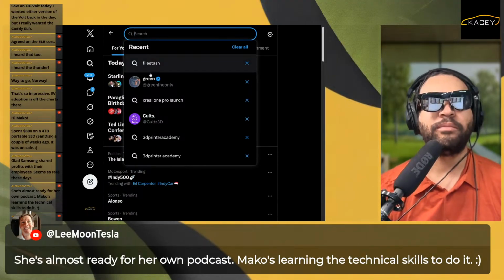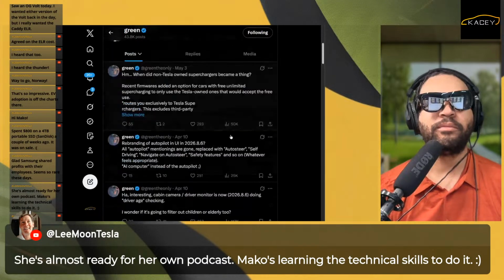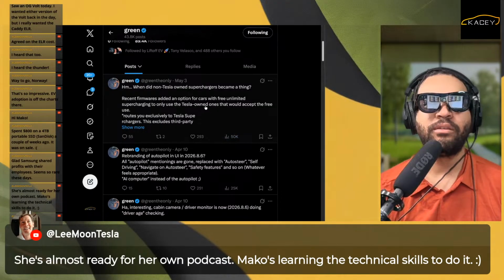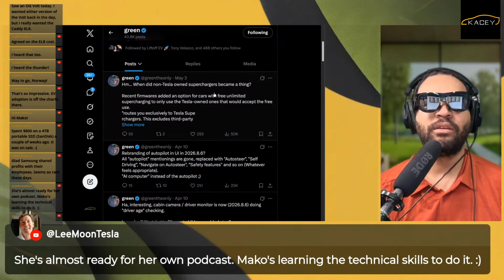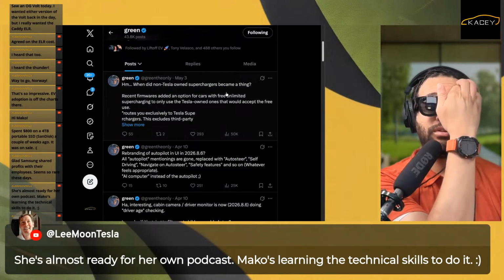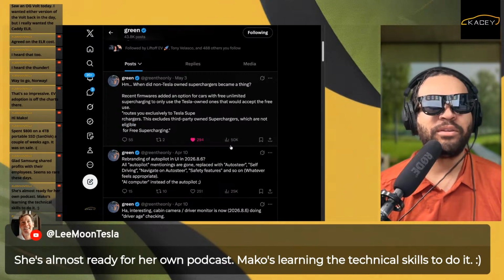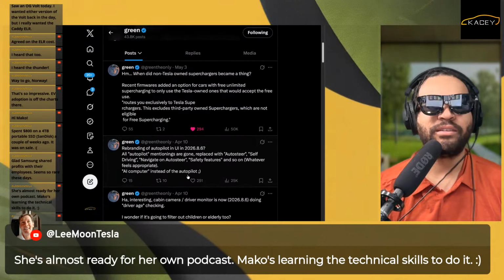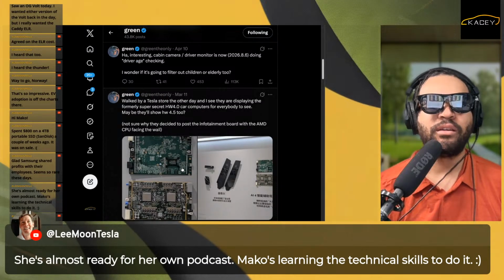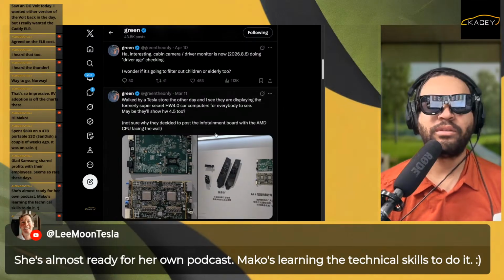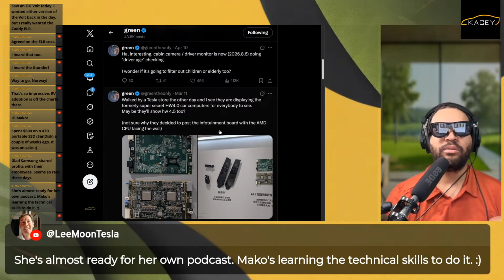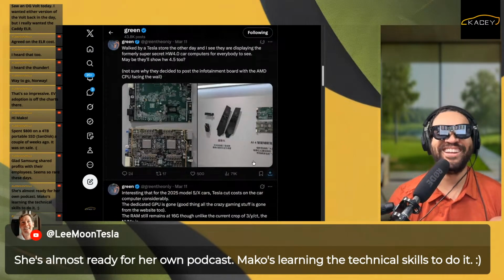Oh, green popped up. Something new in Tesla hacking land. May 3rd. Where did a non-Tesla supercharger become a thing? Recent firmware added an option for cars with free unlimited supercharging to only use. Yeah, I added that. Or it was automatically added when I didn't have to check it. It was already checked. Made sure that was on my settings. Rebranding of autopilot. Not sure why they decided to post the infotainment board with the AMD CPU facing the wall.